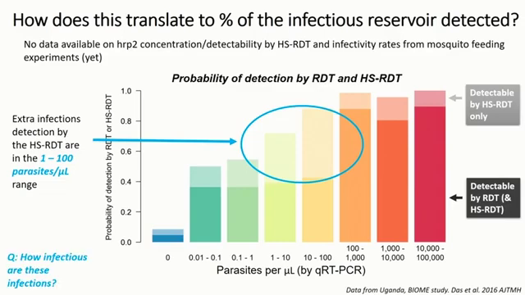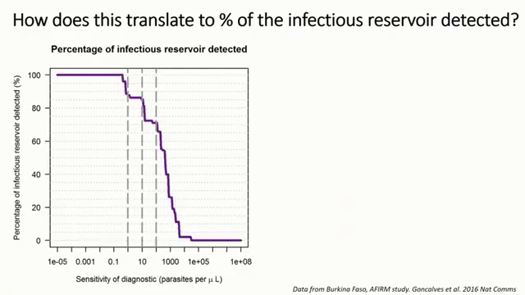But next question, how infectious are these infections? You might expect them to be less infectious: fewer asexual parasites, fewer gametocytes, less chance of infecting a mosquito. So we can use another data set. This is a paper by Vonner Goncalves out of Chris Drakeley's lab, published in NatComs a couple of years ago. This is data from Burkina.